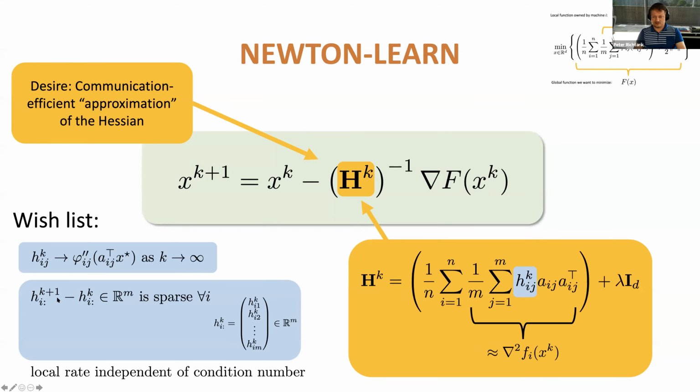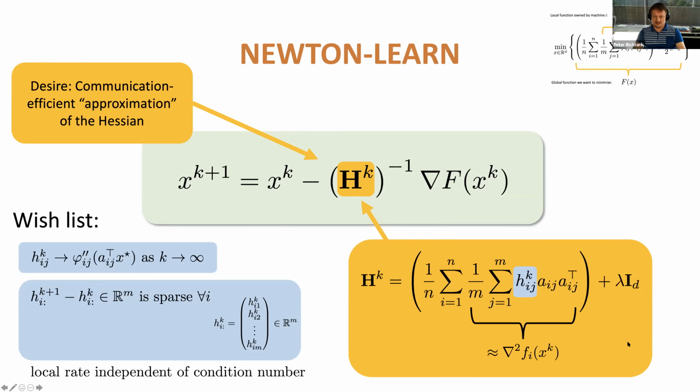And lastly, we also want this method to actually have some Newton type convergence properties. So in particular, we would want to have at least a local rate which is independent of the condition number. Not necessarily a local quadratic rate, but if it is, it would be independent of the condition number. At least we would get strict separation from gradient type methods, which cannot possibly have that property. Okay, so this is our wish list.